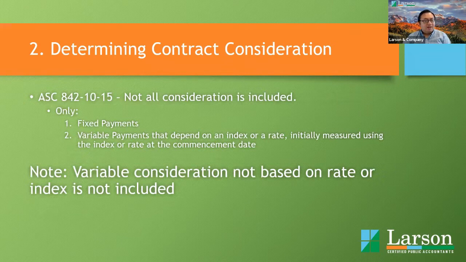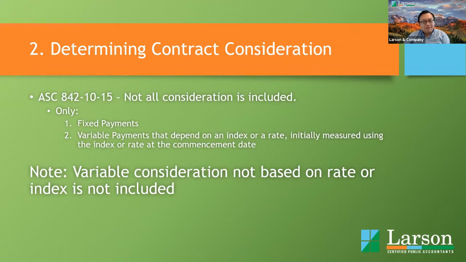And then after you have determined those components, you will want to determine the contract's consideration. Now, ASC 842 mentions three different types of consideration that you may be paying. You may be paying a fixed payment, meaning it's fixed for a certain amount. Month to month, it defines how much those are. Those will be fixed payments. You may be paying variable payments that depend on an index or a rate.